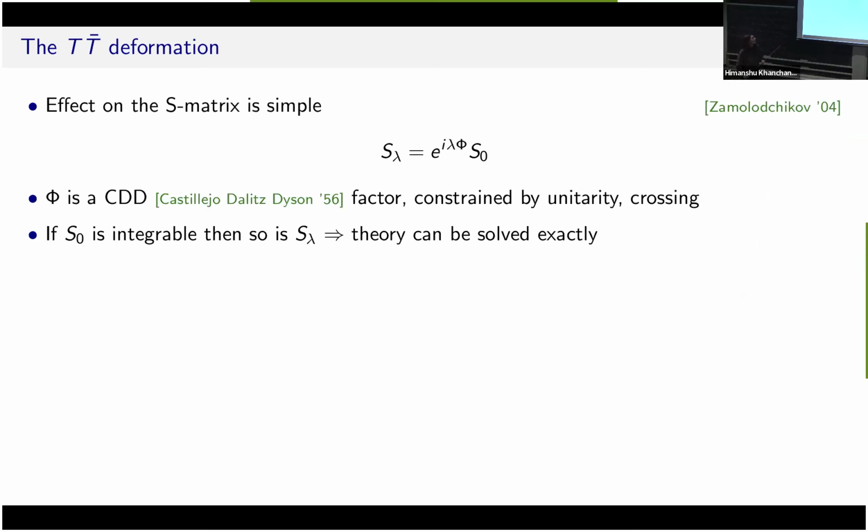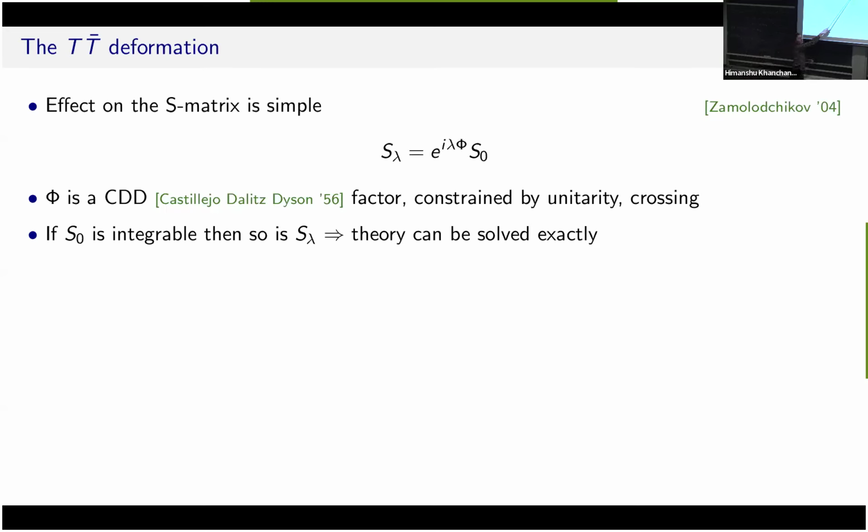Another property is that the S matrix of the deformed theory is given by the theory before deformation, S naught, dressed by some CDD factor, something that is a pure phase. The consequence of this is that if you start with an integrable theory, so if S naught satisfies the quantum Yang-Baxter equation, and you deform it with this TTbar operator, you obtain a new theory that is interacting, but again integrable, because it will also solve the quantum Yang-Baxter equation.